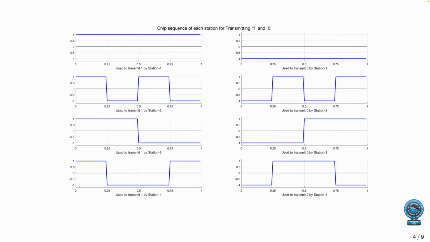Now, this is for station 1, this is for station 2, this is for station 3, and this is for station 4. What CDMA says is about the pulse between 0 and 1, so we are just focusing on one pulse for one interval.